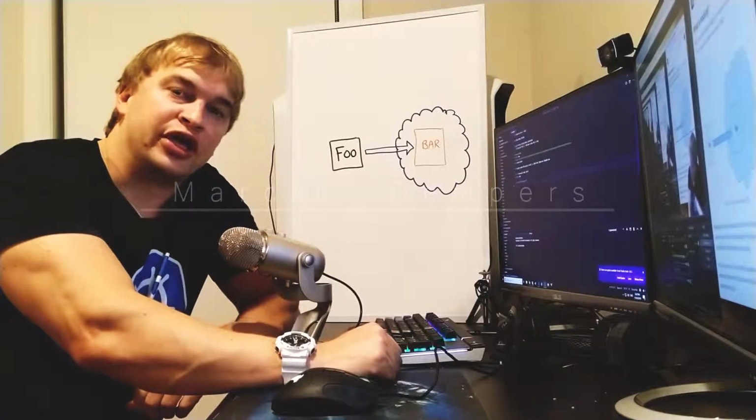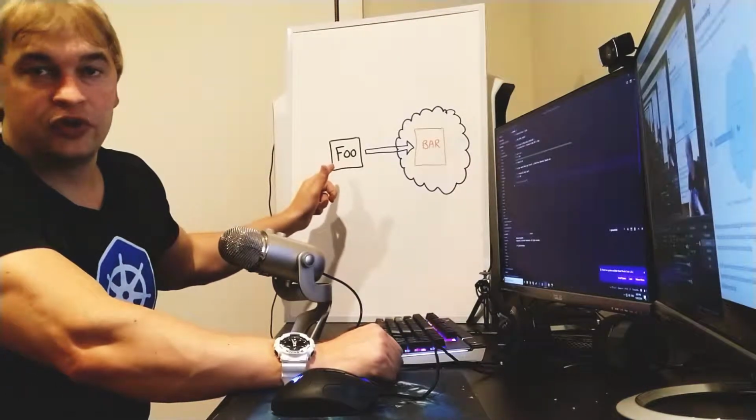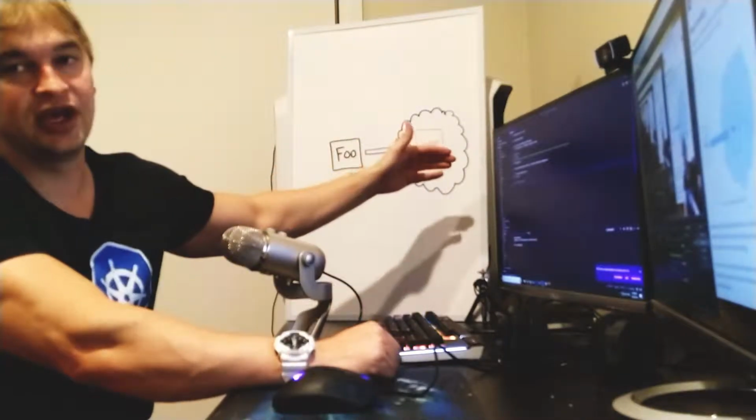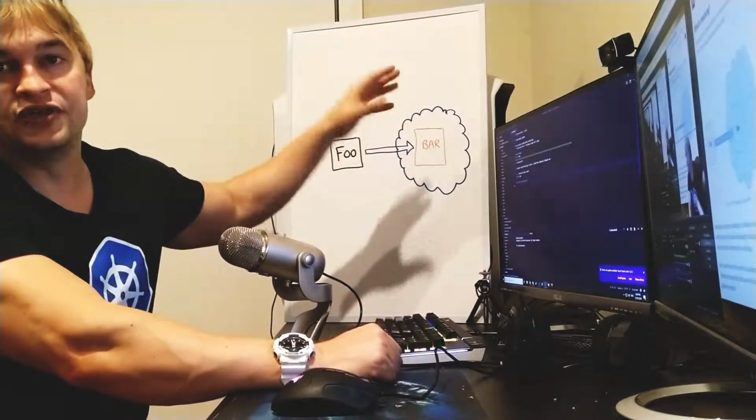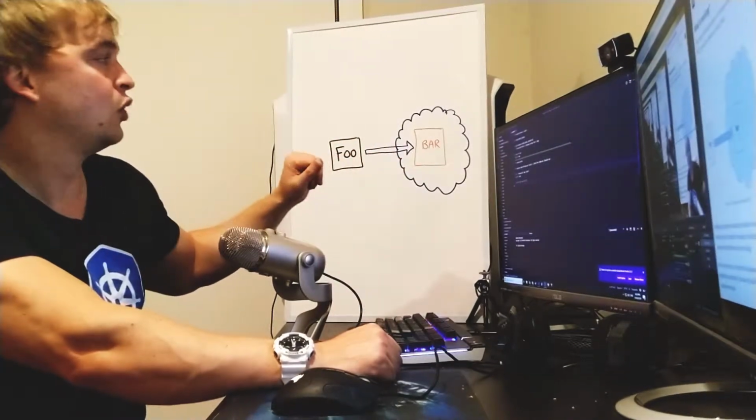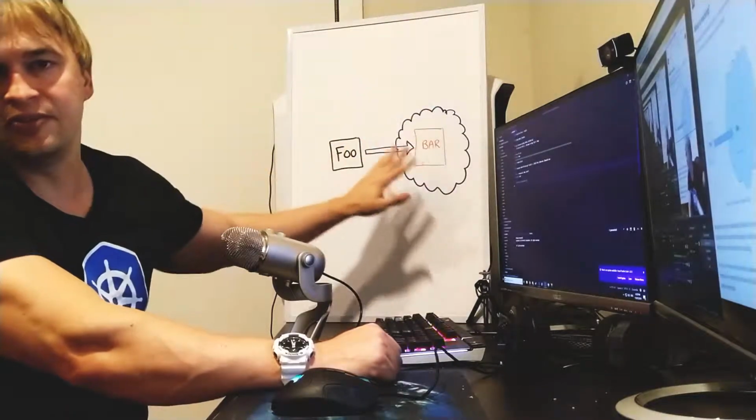So what is mocking? The concept is very simple. Imagine we have a system called foo and another system called bar. Foo is dependent on bar. It makes an API call. Bar is running in the cloud, or it is built by an external party or another team in the organization. Let's say we don't have much control over system bar.